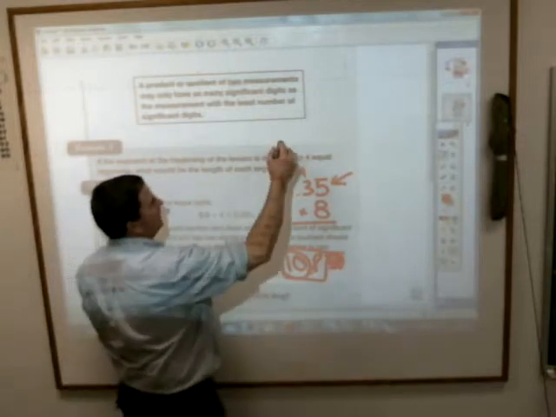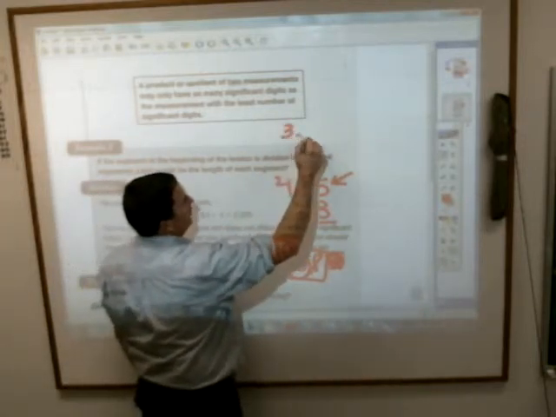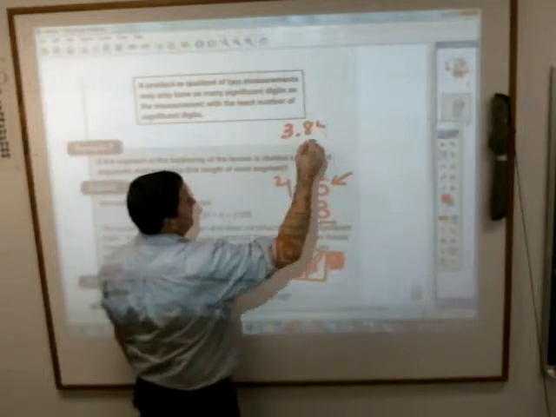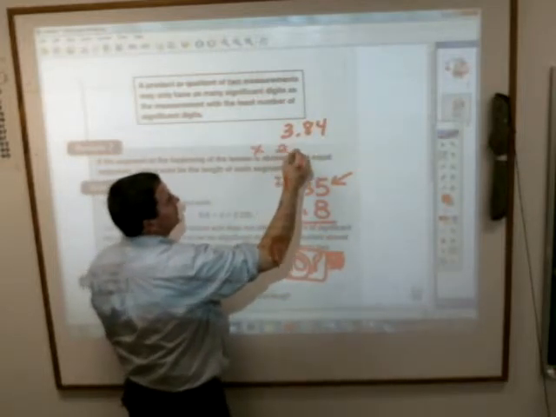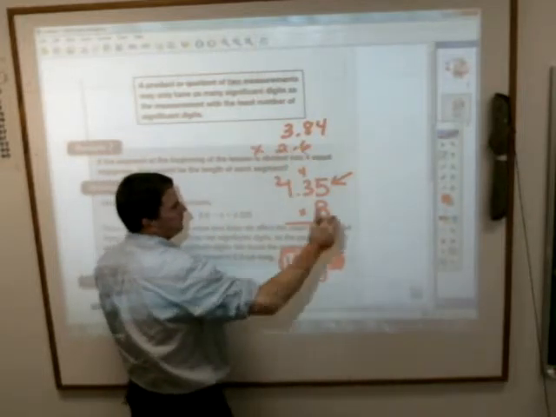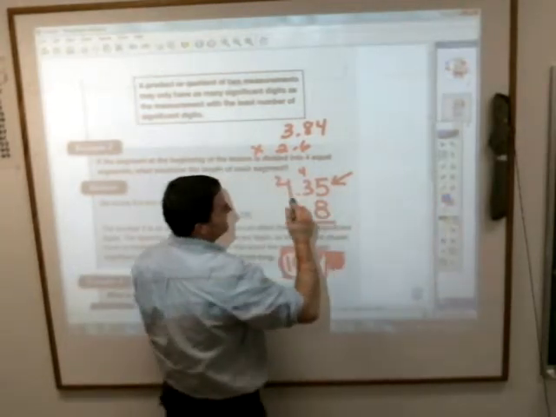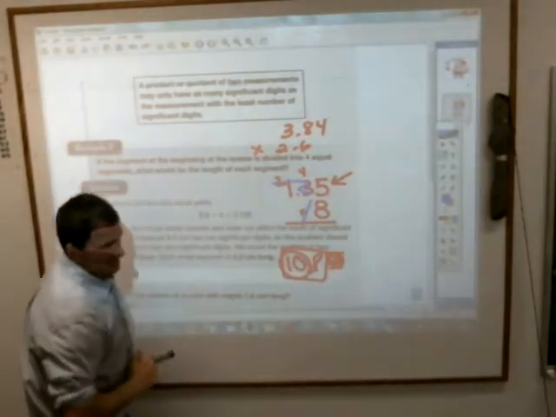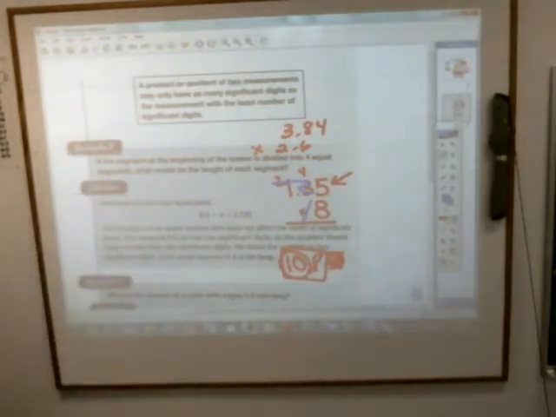Okay, let's say you have this measurement, 3.84, and you're multiplying it by 2.6. Okay, what that says is this. I'll let you write it first.